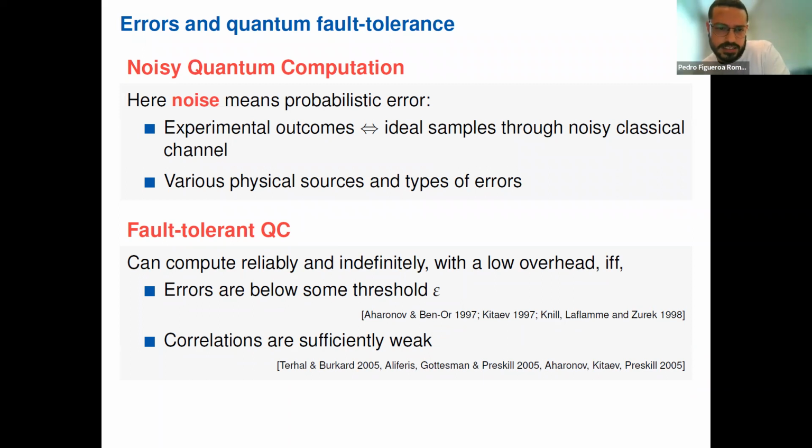But despite having this overwhelming presence of noise, we have this fault tolerance theorem that gives us sufficient conditions to compute reliably and indefinitely. Essentially, if we have errors below a certain threshold, some small probability epsilon, and if the correlations between errors are sufficiently weak, then we can do computations reliably with low overhead. So even though the theorem gives sufficient conditions, these are kind of necessary as well.